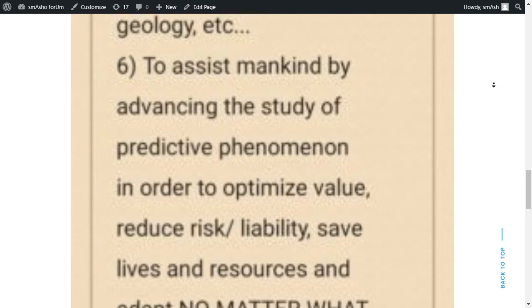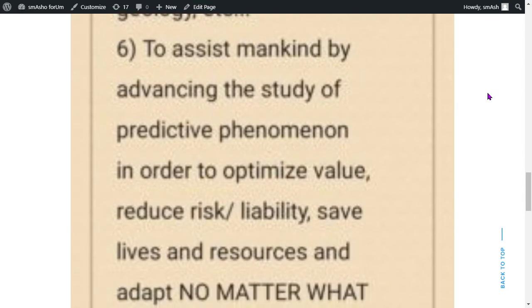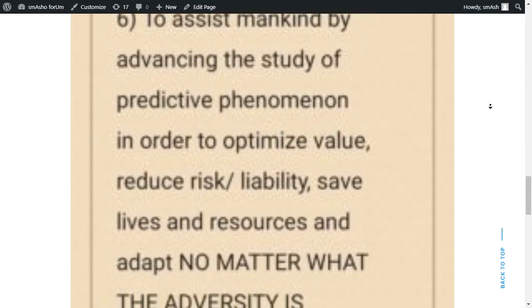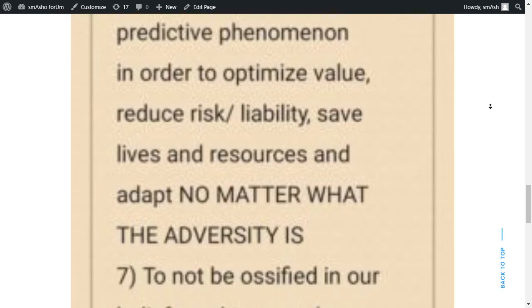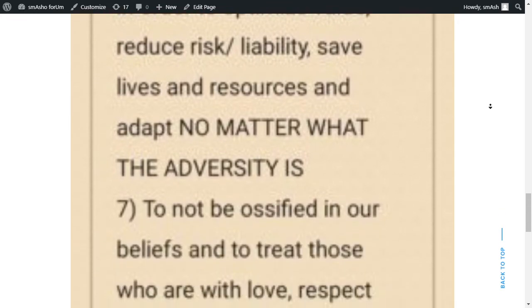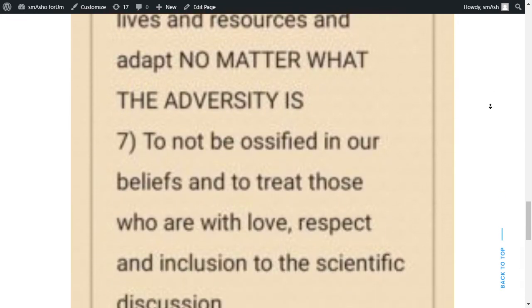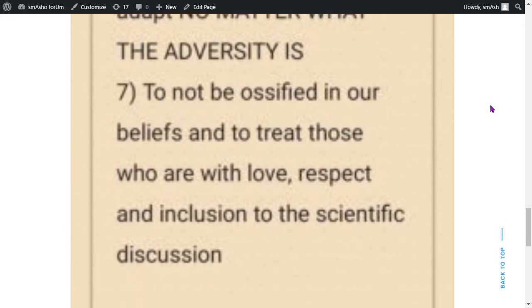To assist mankind by advancing the study of predictive phenomenon in order to optimize value and reduce risk and liability and save lives and resources and adapt no matter what the adversity is, and to not be ossified in our beliefs and to treat those who are with love, respect, and inclusion to the scientific discussion.